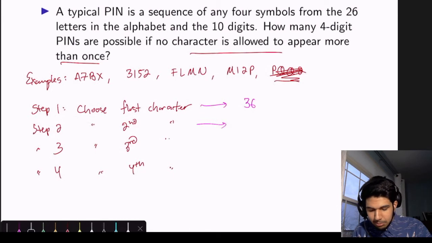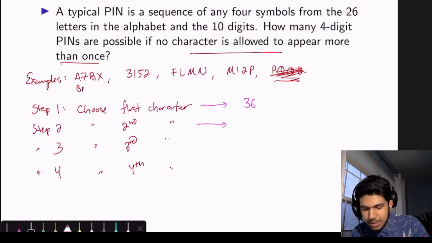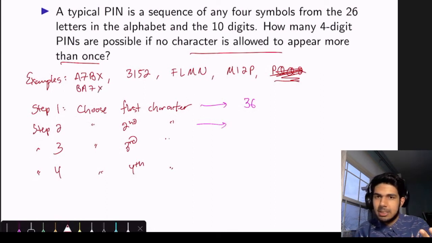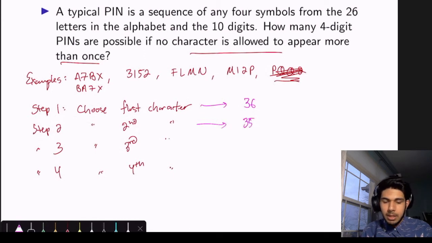But that doesn't mean that A doesn't appear in the second position at all. We could, for example, have BA7X. That's valid as well. The main thing is that this second position depends on the first one. So there's 35 ways to do the second step. And notice how this is constant. It will always be only 35 ways to perform that second step because it depends on what we chose for the first character.